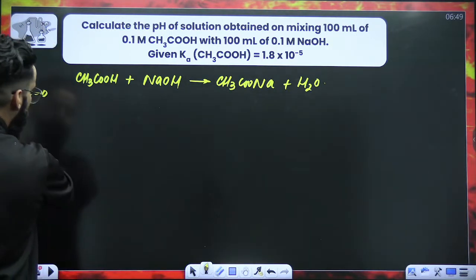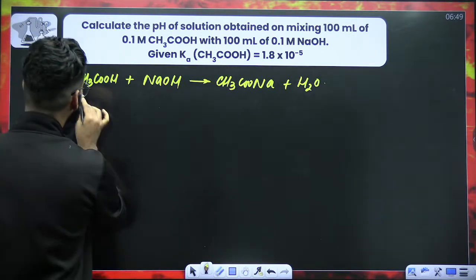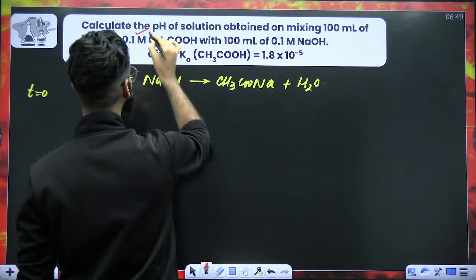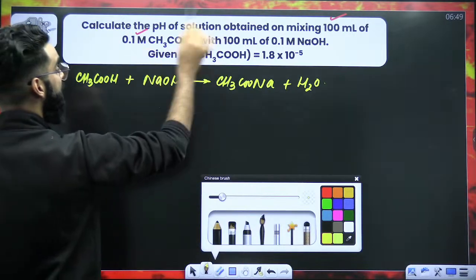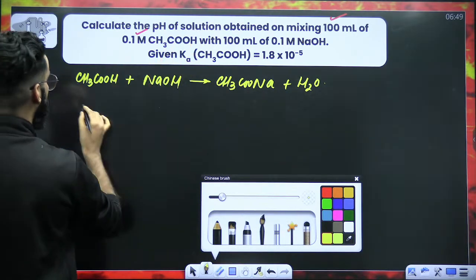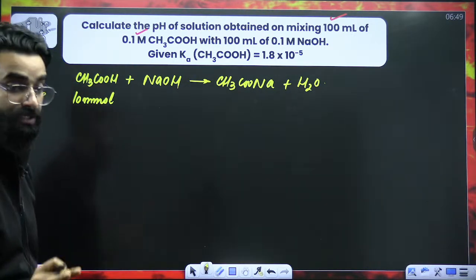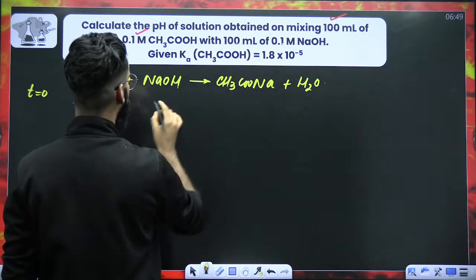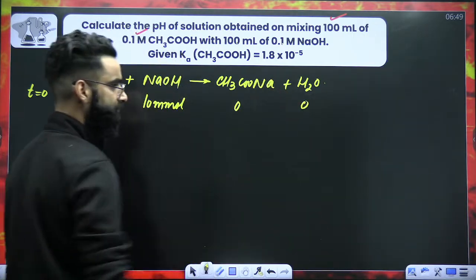At time t equal to 0, if I ask you how many millimoles of CH3COOH are there in the container? See, molarity of CH3COOH and volume of CH3COOH are both given. And you know, molarity multiplied by volume in ml gives the millimoles. So millimoles of CH3COOH will be 0.1 into 100. That means 10. So you have got 10 millimoles of CH3COOH in the container initially. Now tell me how many millimoles of NaOH do we have? Molarity multiplied by volume. So we have got 10 millimoles of NaOH as well. So this has to be 0. This has to be 0.